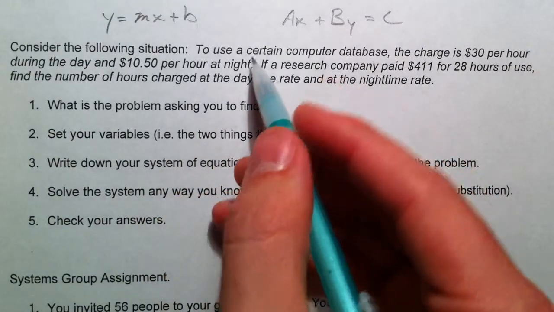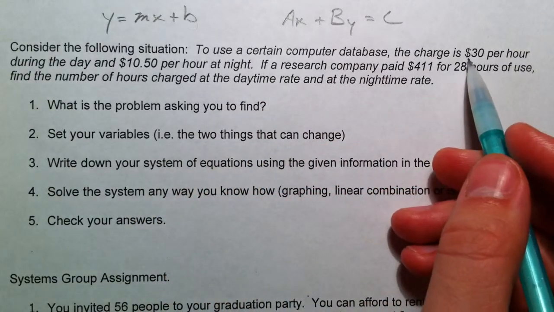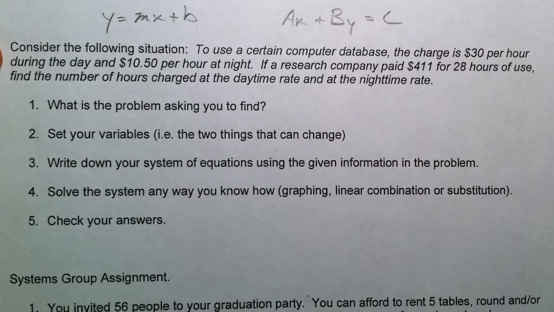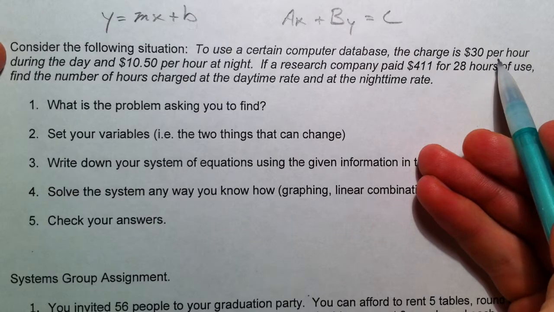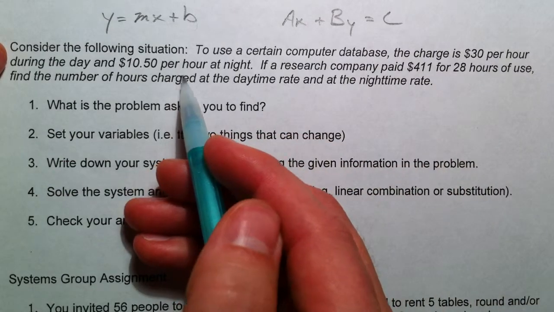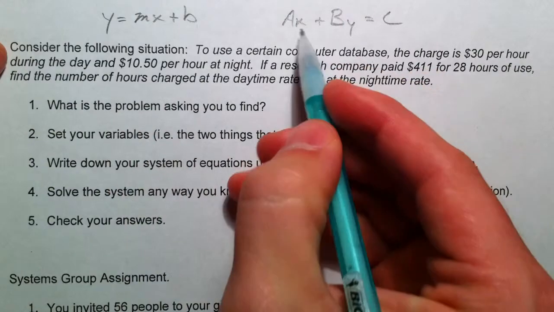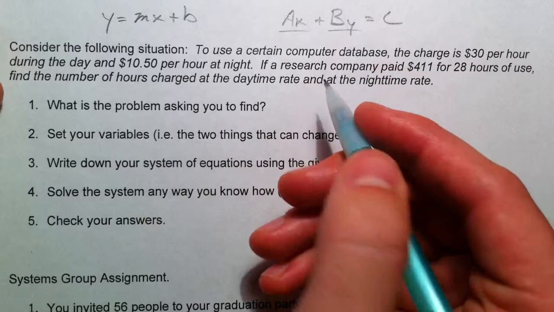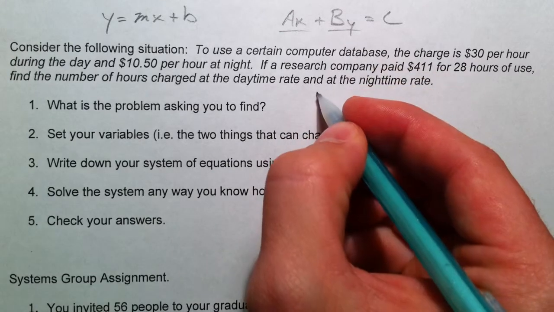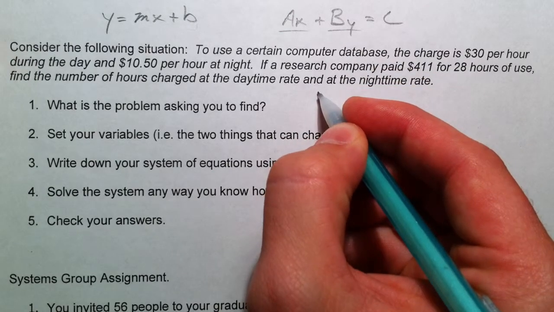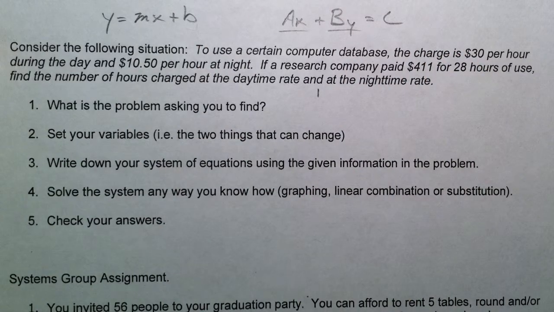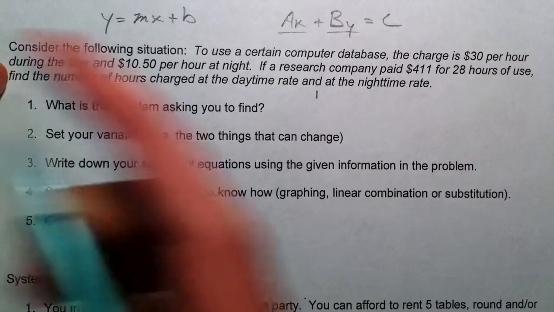So let's take this problem for example. A certain computer database charges $30 per hour during the day, $10.50 per hour at night. So you have a day per hour usage and a night per hour usage. Both of those are based on per hour, so I'm going to use a day per usage and a night per usage. If a research company paid $411 for 28 hours of use, find the number of hours charged at the daytime rate and at the nighttime rate.